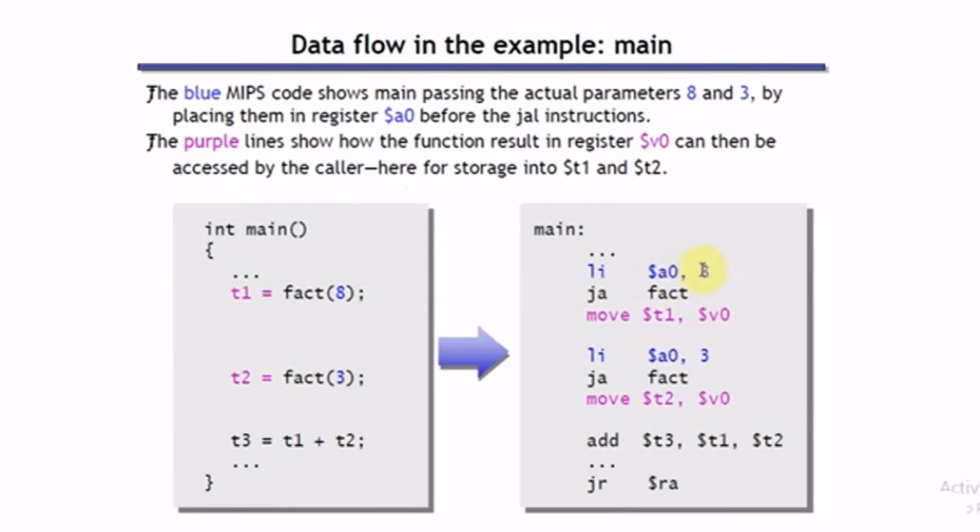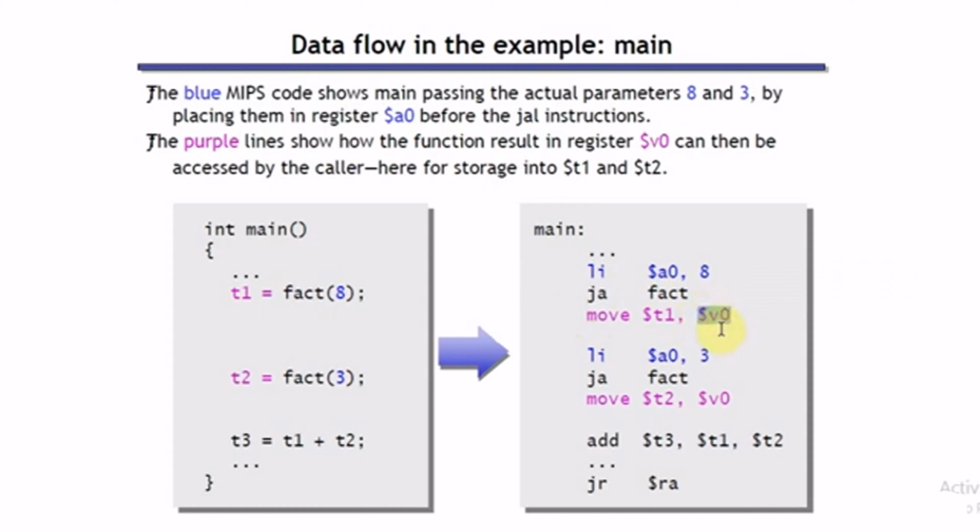As I said, we should save the input argument inside $a0. So by load immediate we put value 8 inside $a0. Call the factorial function by jump and link. That should be here: jump and link, jal, not j. Jump and link fact. And after that the result is inside $v0.